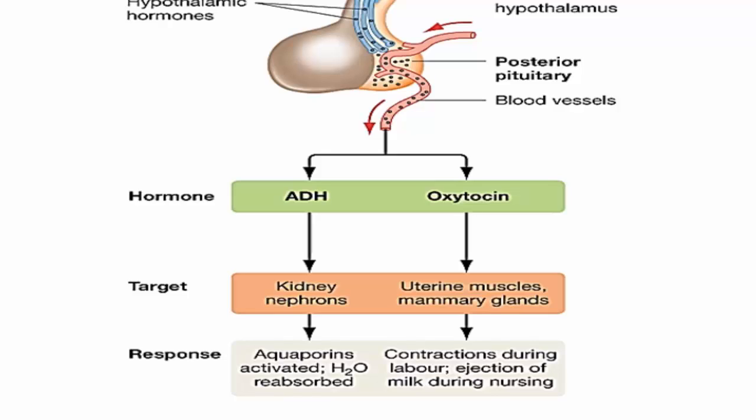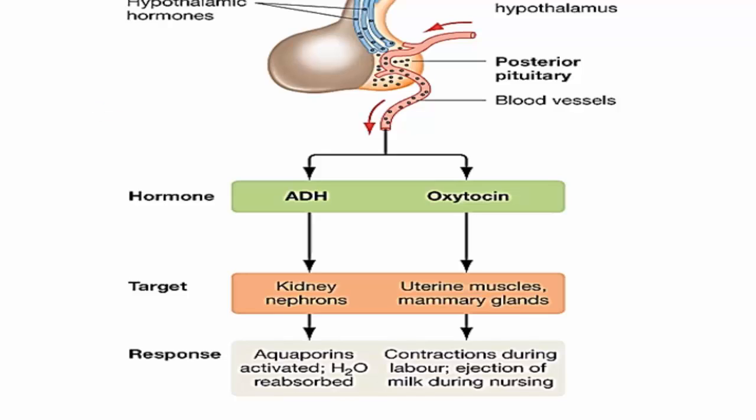The main target of ADH are the kidneys. It causes them to retain water in the body by reabsorbing water from the kidneys and back into the bloodstream. ADH is also known as vasopressin, as it acts on peripheral blood vessels and causes them to constrict, thus resulting in an elevation in blood pressure.